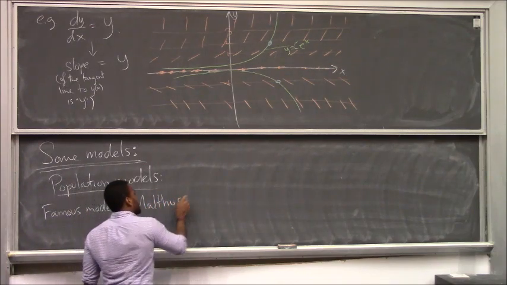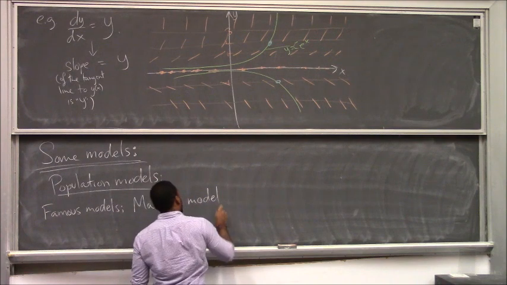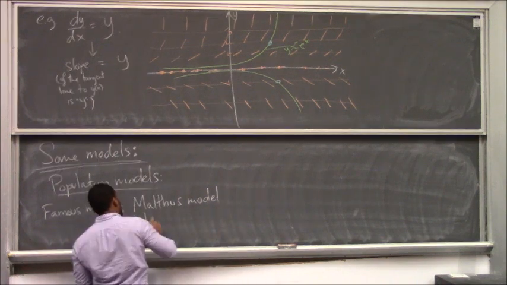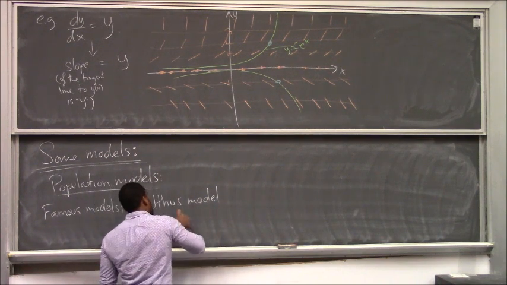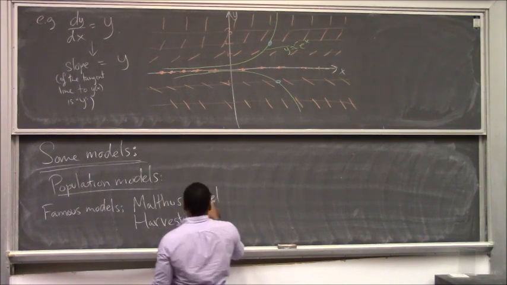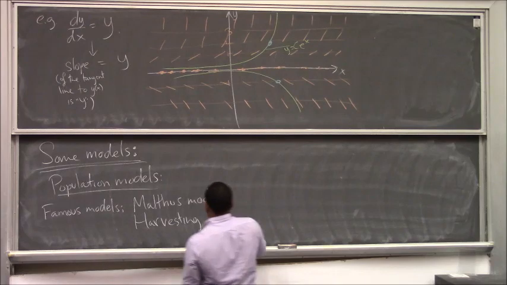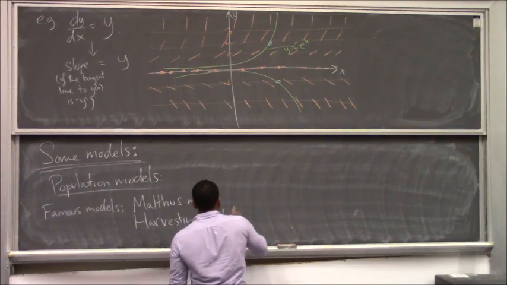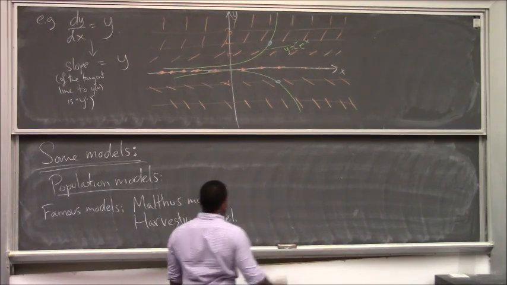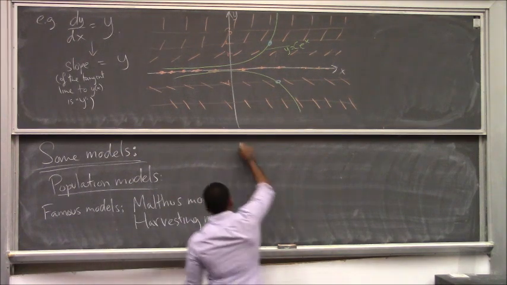Those of you who have taken some biology would know about that. The harvesting model is also pretty popular, which is just really a Malthus model that you affect in a predictable way. What is the Malthus model? I'm going to tell you now. So here's what the Malthus model assumes.